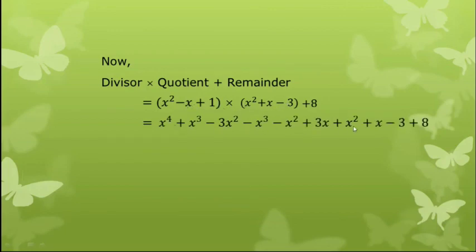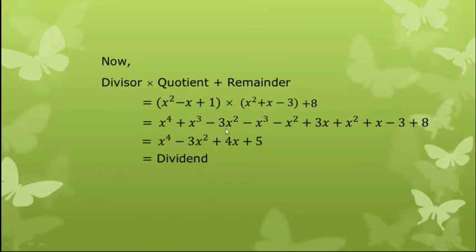So the divisor, that is x square minus x plus 1, quotient x square plus x minus 3, and remainder is 8. Now we have multiplied and added all the things. It means we solved it. At last we get x to power 4 minus 3x square plus 4x plus 5. As we can see, it is our px, it is our dividend. So it is proved that dividend is equal to divisor into quotient plus remainder.